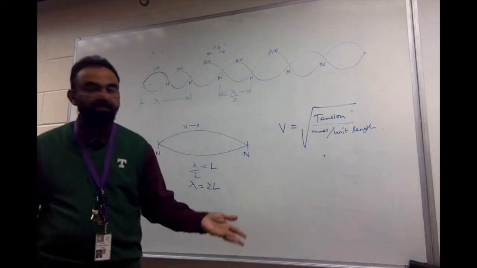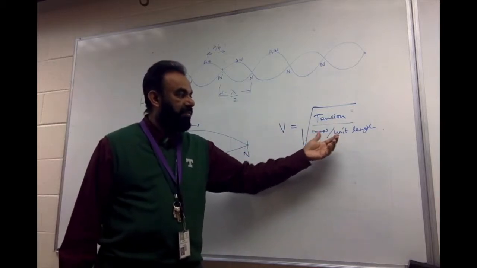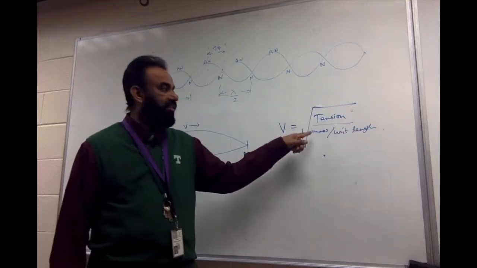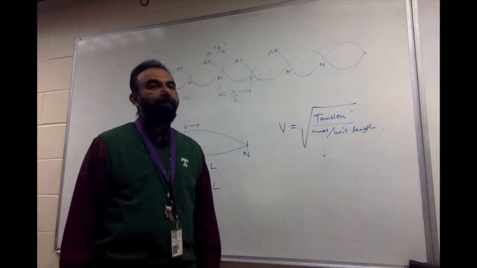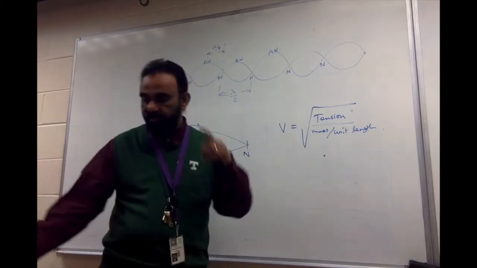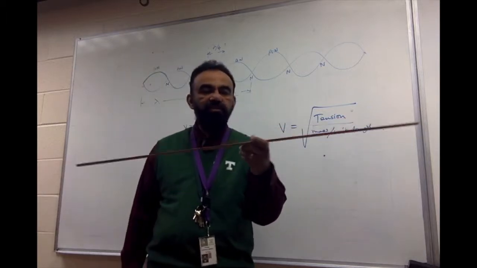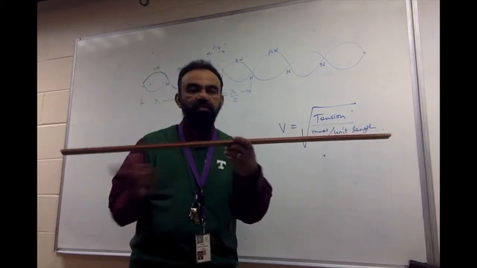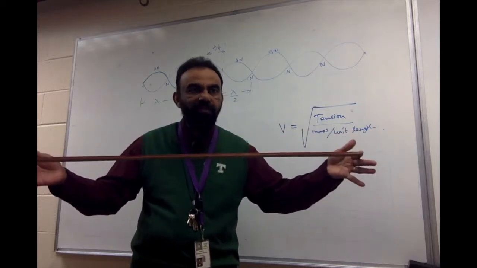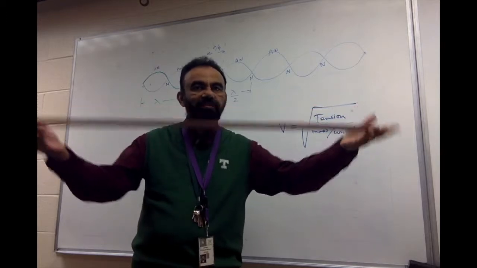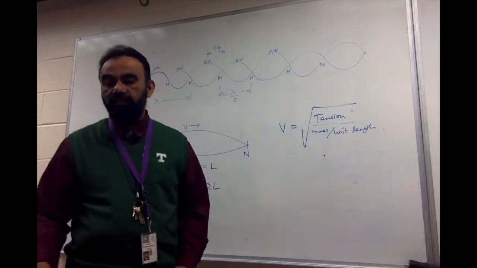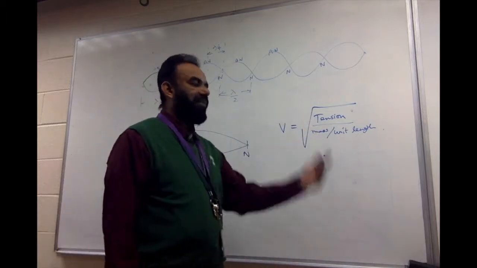Tension, you know what tension is, and you know what mass per unit length is. This is also called linear density, in kilograms per meter. So what is the linear density of this meter stick? How much is the mass of the meter stick? Let's say 100 grams. So 100 grams per meter. That's called the linear density, and that's what this is. If you're looking at any string, it will have its own linear density.